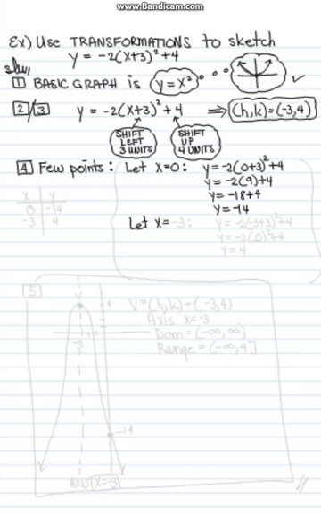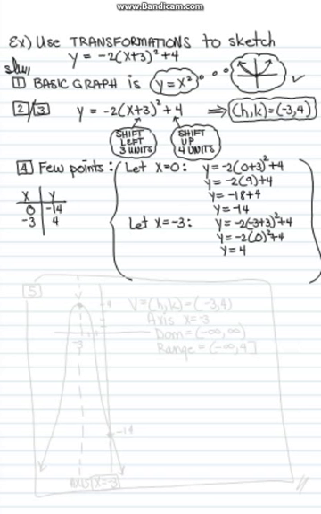Let's let x equal -3 this time and process it to find the y partner. y equals -2(-3 + 3)² + 4, which is -2 times 0 squared plus 4. y equals 4. So we have 2 ordered pairs here. The x coordinate is 0, we found the y partner -14. And when the x was -3, we found the y partner 4.